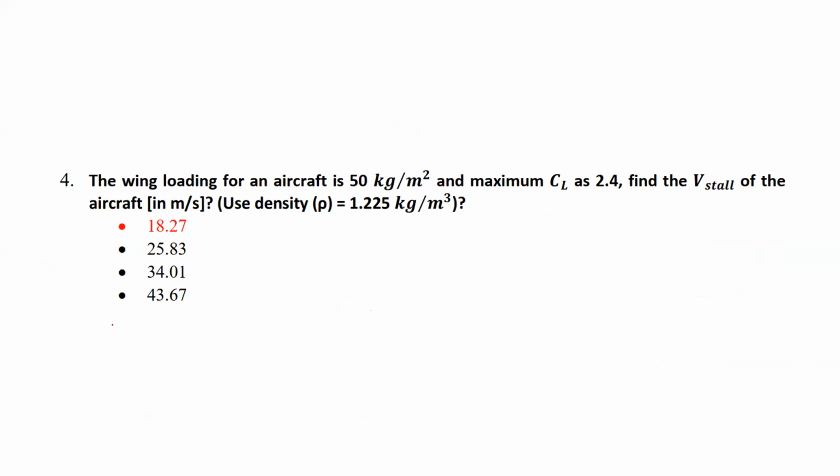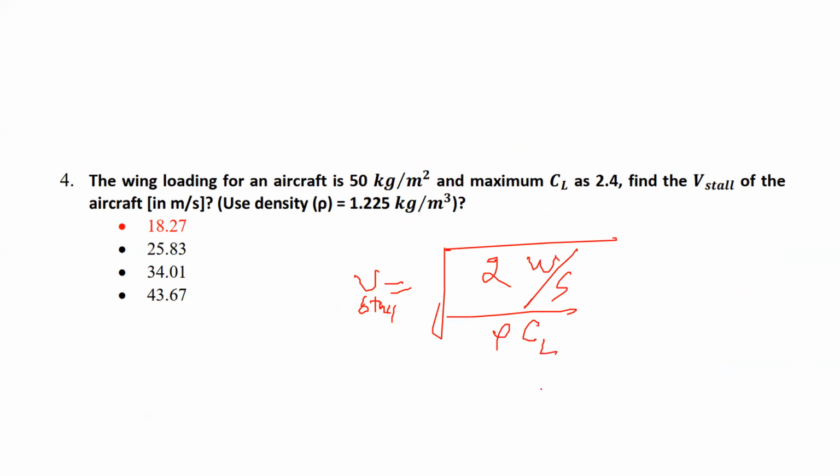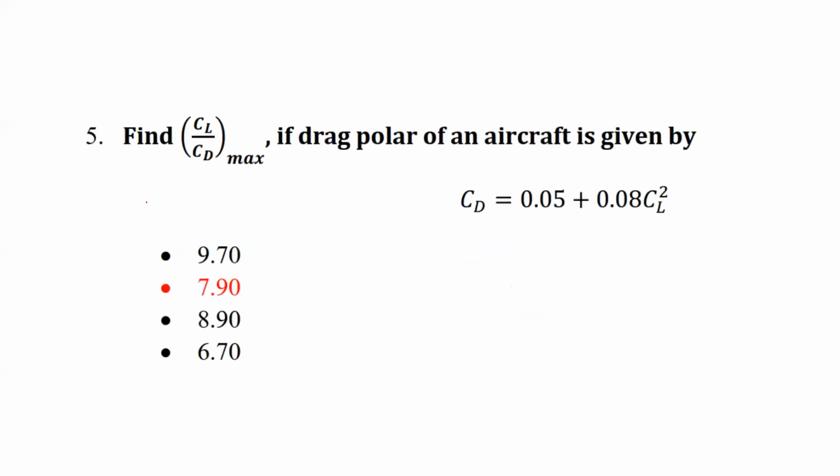The wing loading is given, maximum CL is given, and they're asking for V stall. I think most of you will be able to answer this question, right? I just brought this formula in the last slide. I'll write it again: V stall equals square root of 2 W by S over rho CL max. CL is given, rho is given, W by S is given, everything is given. You have the answer. Find CL by CD max if drag polar is given like this.